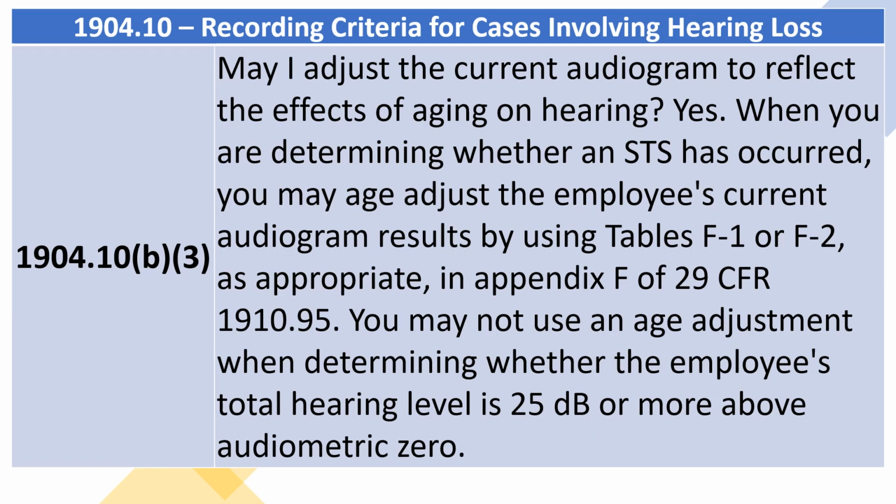1904.10(b)(3). May I adjust the current audiogram to reflect the effects of aging on hearing? Yes. When you are determining whether an STS has occurred, you may age adjust the employee's current audiogram results by using tables F1 or F2, as appropriate, in Appendix F of 29 CFR 1910.95. You may not use an age adjustment when determining whether the employee's total hearing level is 25 dB or more above audiometric 0.